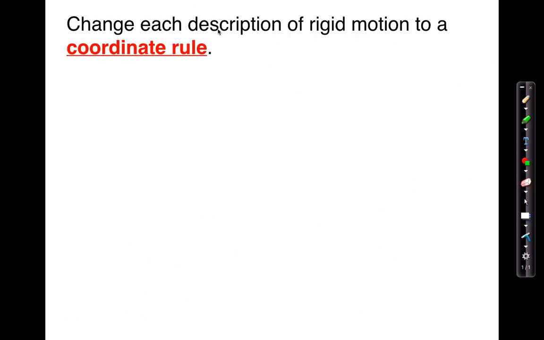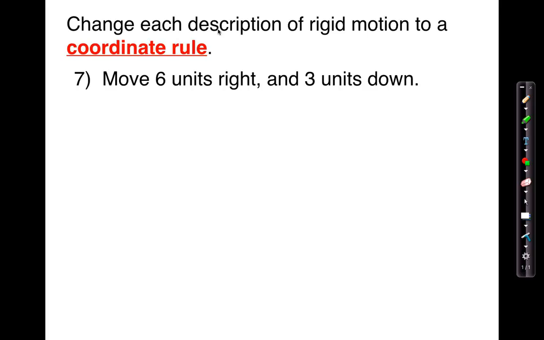Here it says change each description of rigid motion to a coordinate rule. So it says move 6 units to the right. Well, if it's 6 units to the right, that's an x change. And then here, 3 units down. So down, that's going to be a change in y. So you have to be very careful that when you read the description that you're matching it up with the actual coordinate rule. So here, of course, we're going to do (x, y).